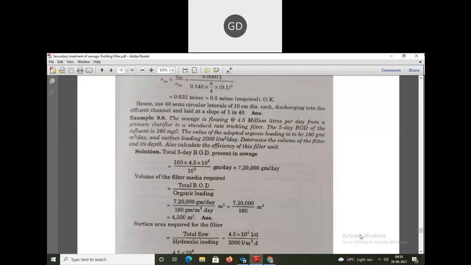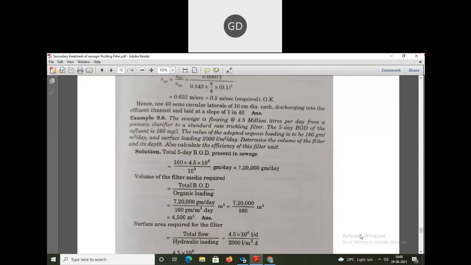Okay, the organic loading is given to you. The value of the adopted organic loading is 160 gram per meter cube per day. So first, you have to find the 5-day BOD. Then the discharge is given to you, that it is 4.5 million liters per day.